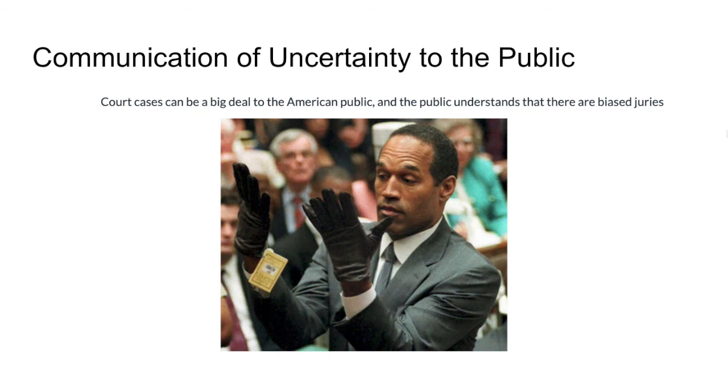Now, communicating this uncertainty to the public is really important, right? Because court cases, again, not only are fundamentally important to the average American person, but they're also a big deal to the public. And the public understands that there are biases. Remember the O.J. Simpson case in the 1990s?